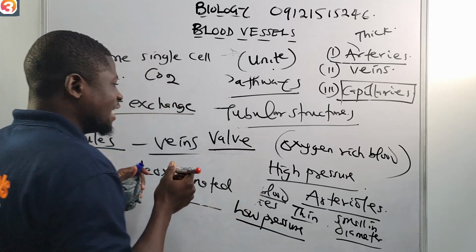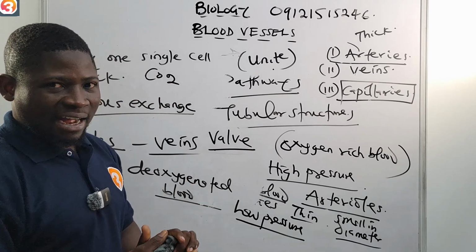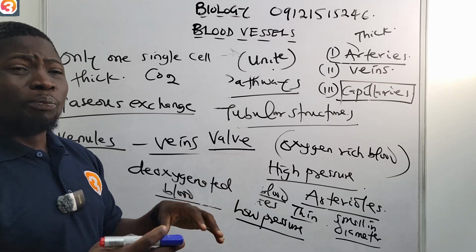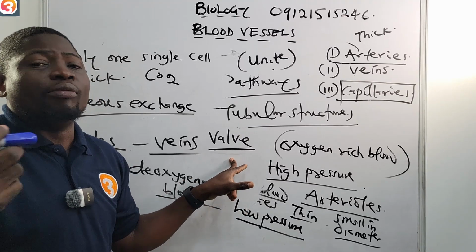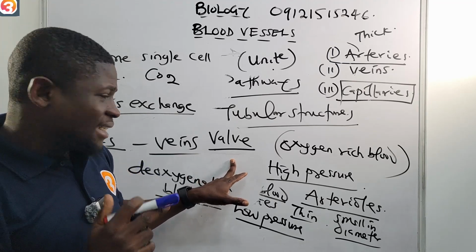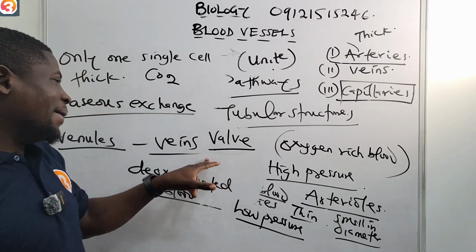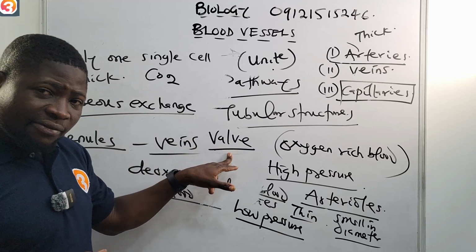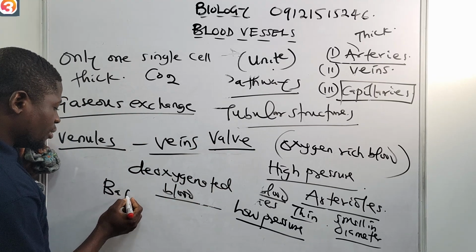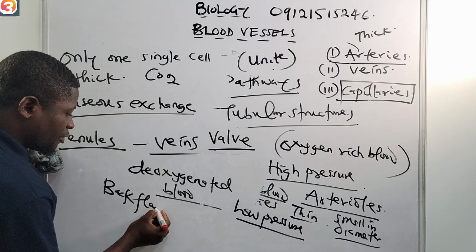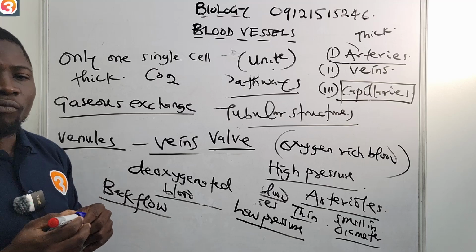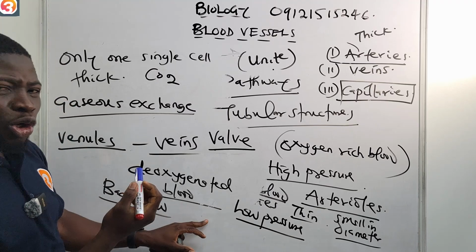V-A-L-V-E. They have a special structure called the valve. It is this valve that they use to prevent the backflow of blood to the system. As the veins are taking the blood back to the heart, this valve prevents what we call backflow of blood. Backflow, F-L-O-W, of blood, so that the blood does not return.